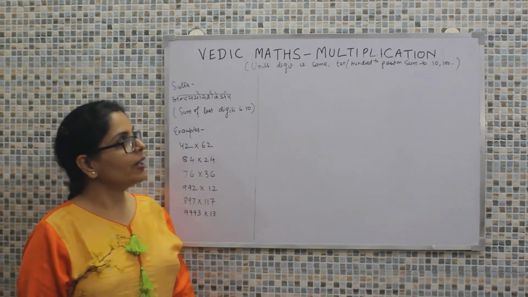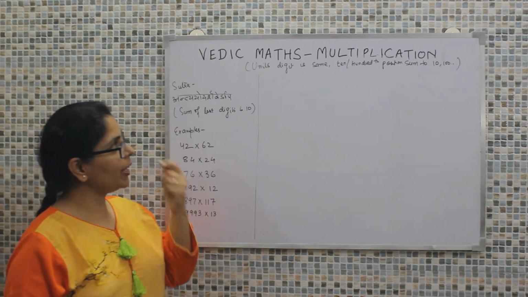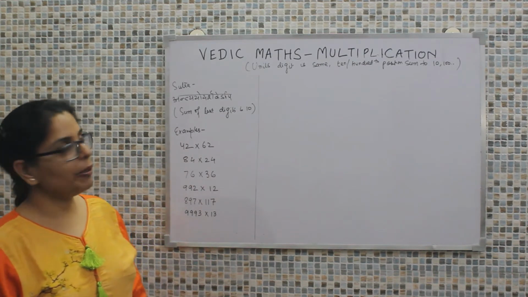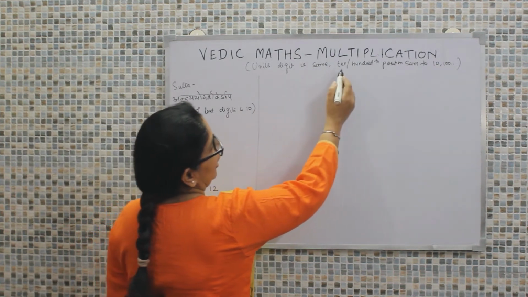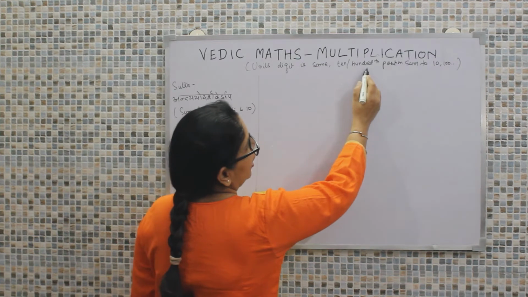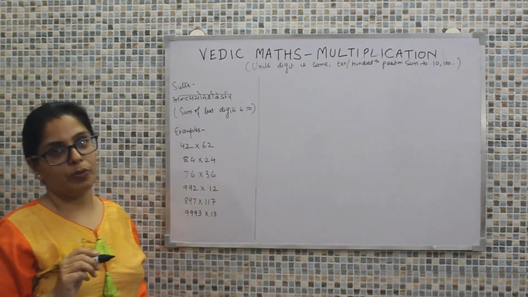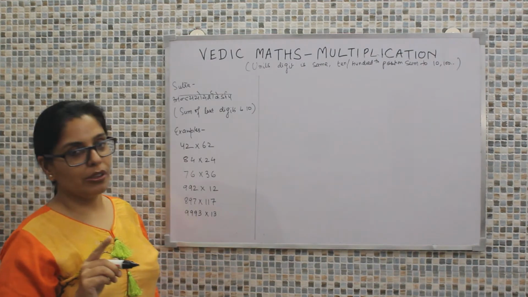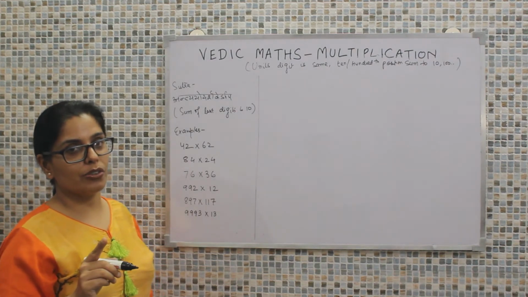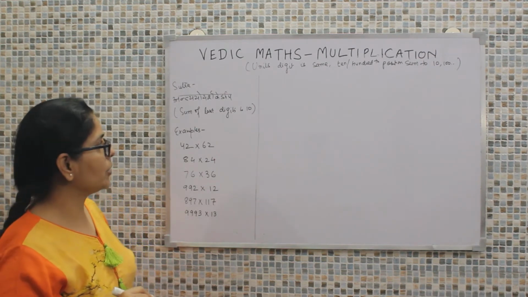Hello viewers, in this video we will be talking about multiplication using Vedic maths. The case we are taking here is where the units digits are the same and the tens, hundreds positions sum up to 10, 100 and so on. This is a special case, and we need to understand the numericals which fulfill those conditions, and according to those conditions we will be applying the logic of Vedic maths.